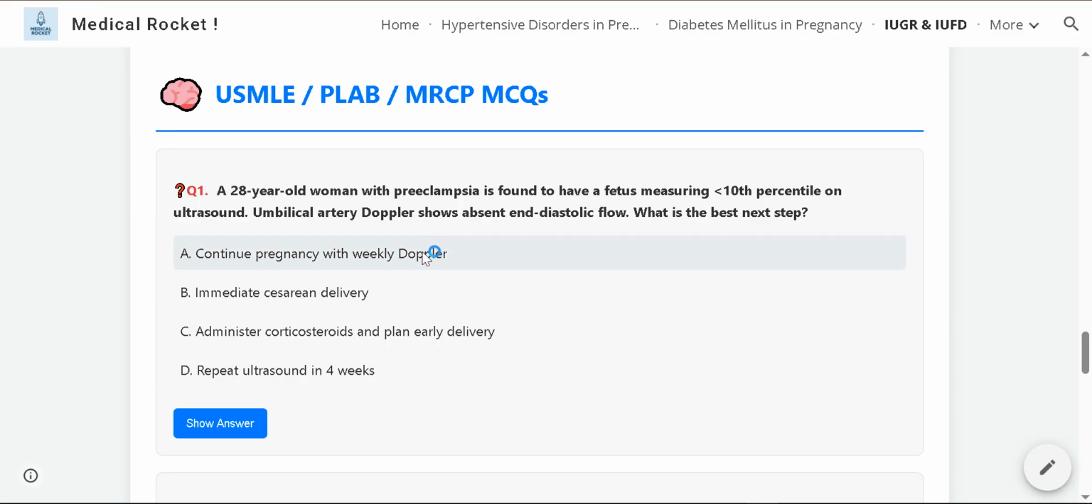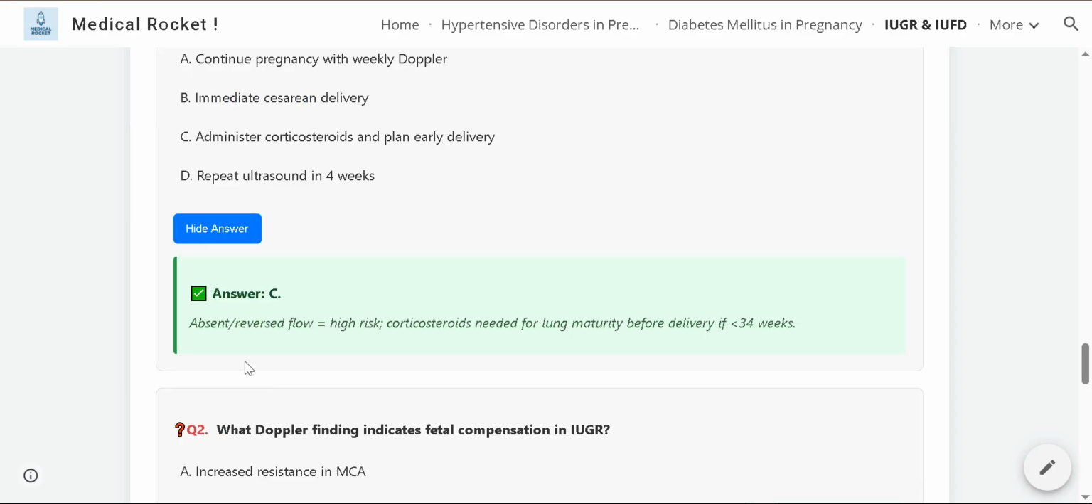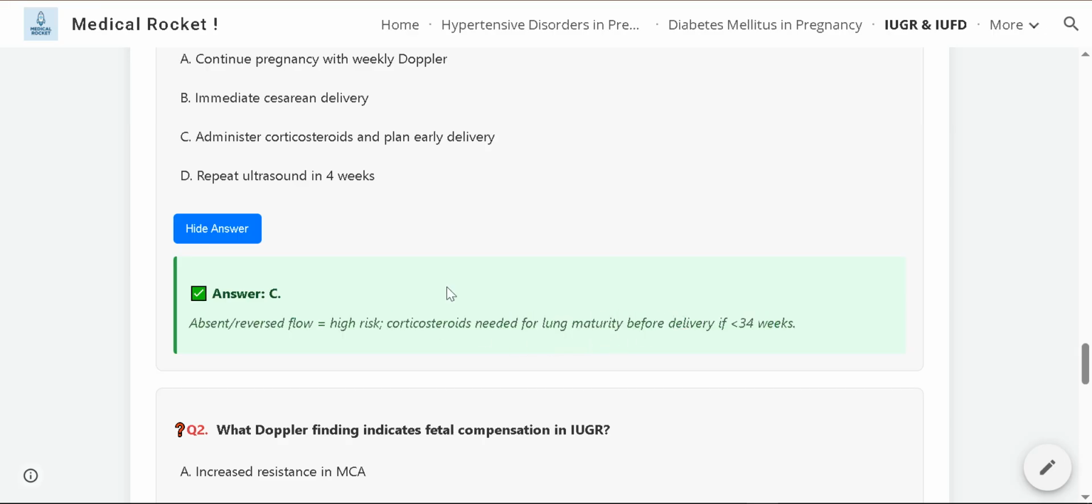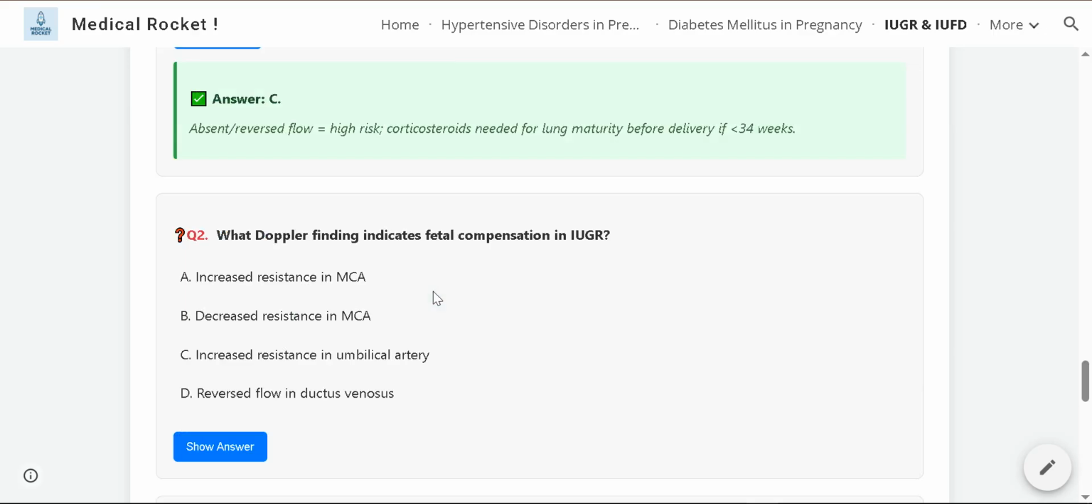A. Continue pregnancy with weekly Doppler. B. Immediate cesarean delivery. C. Administer corticosteroids and plan early delivery. D. Repeat ultrasound in 4 weeks. Answer. C. Absent or reversed flow equals fetal compromise. Give corticosteroids for lung maturity and prepare for early delivery if under 34 weeks.